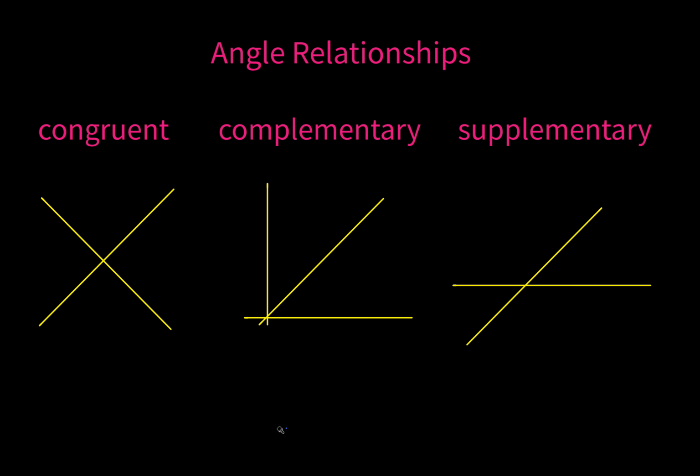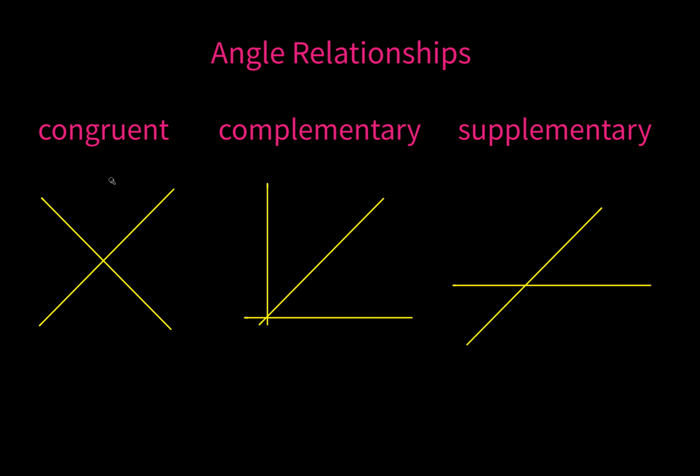So, firstly, what's really important to know are the three kind of parent types of angle relationships. And we'll see these in more of the subdivisions of the relationships as well.